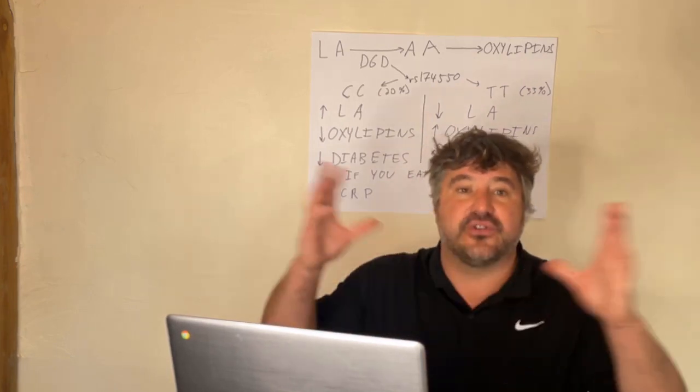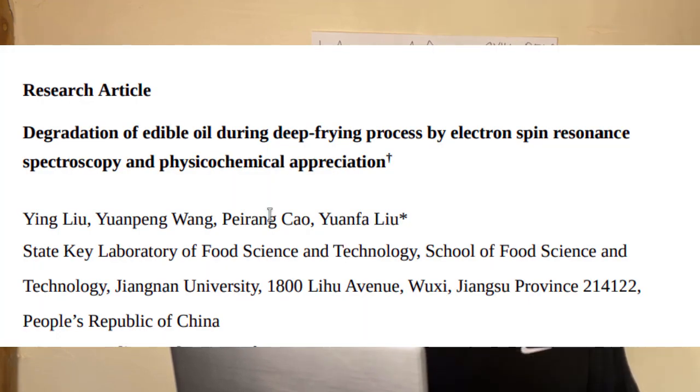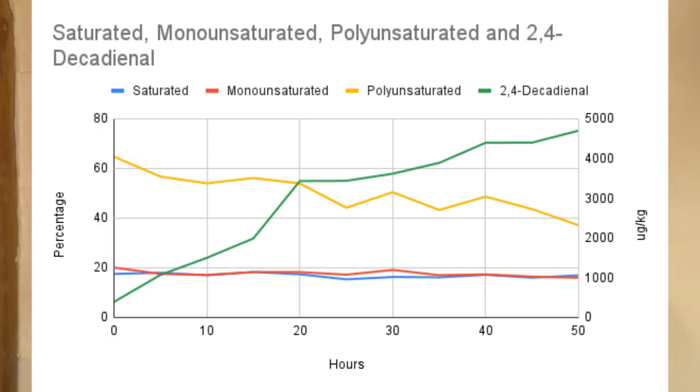And so here's another paper that I really like, and you can see the lines on these graphs. They heat oil for up to 50 hours, right, at deep frying temperatures. So that's a pretty good test, right? They did this for a while. And what happens is those 2 lines on the bottom are the saturated fat and the monounsaturated fat. This is soybean oil, so it contains some saturated fat and some monounsaturated fat. And you can see those lines are flat, right?